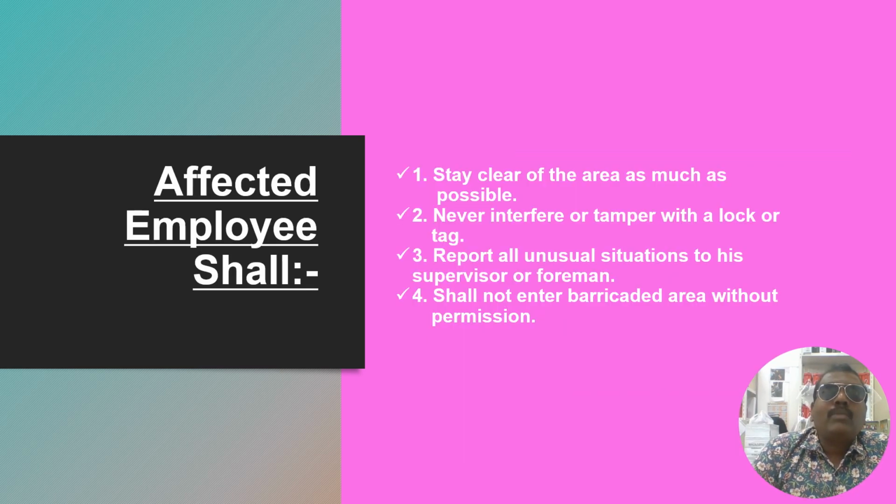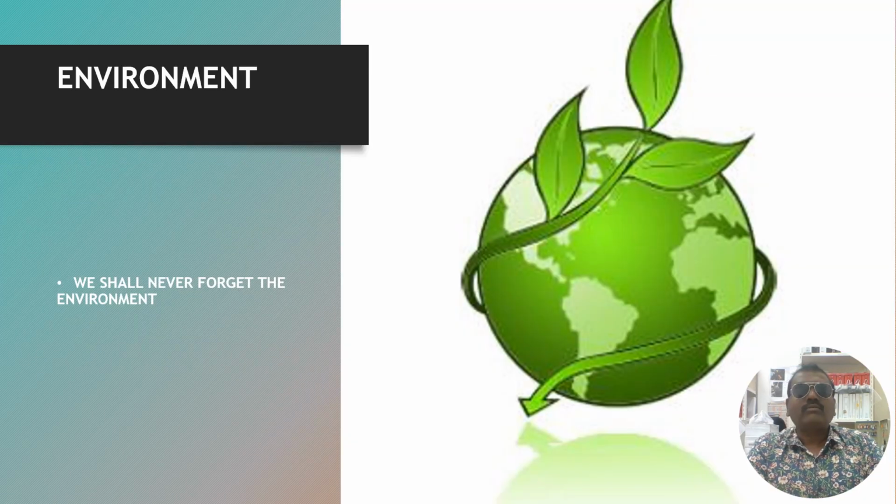So affected employee, who is this affected employee? The affected employees stay clear of the work area as much as possible. Never interfere or tamper with the lock or tag. Report all unusual conditions to his supervisor or foreman. Shall not enter barricaded area without permission.